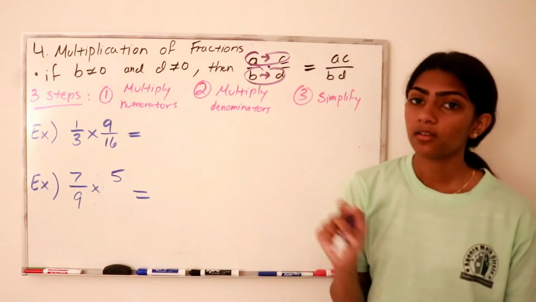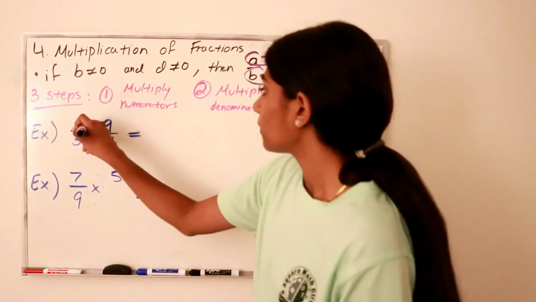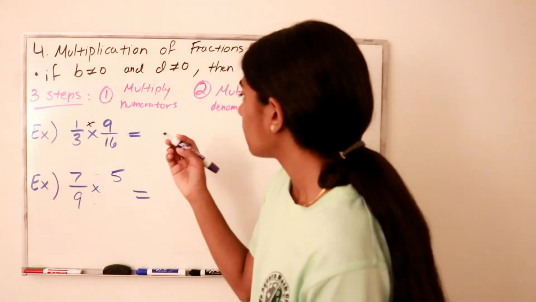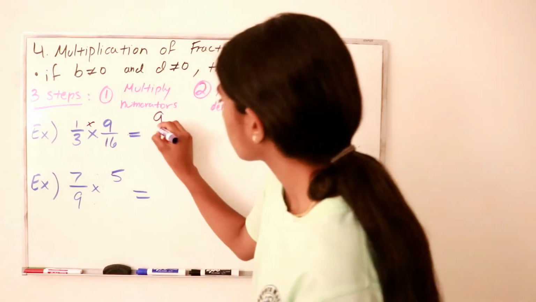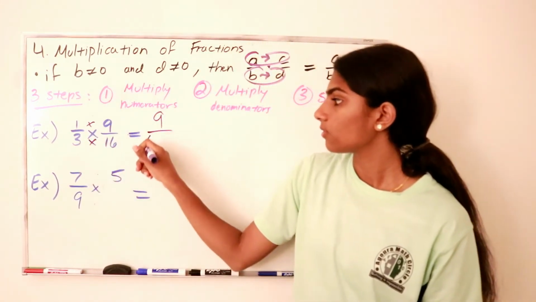1/3 times 9 over 16. So what you want to do first is multiply the numerators. So what's 9 times 1? 9 times 1 is just 9. And then what's 3 times 16? That is 48.